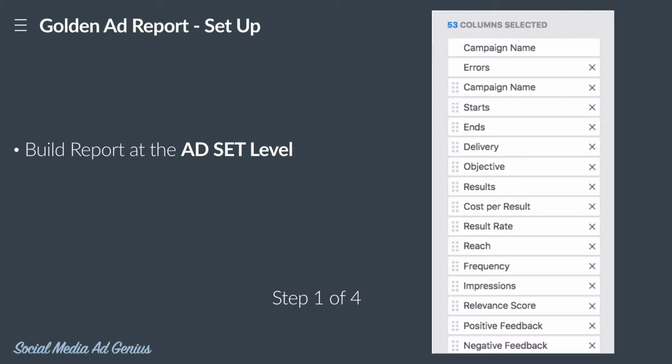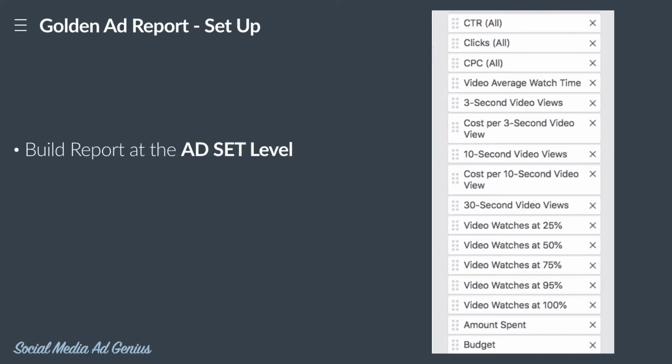But I definitely want to know reach. How many people saw my ad? Actual people. Frequency, how often did they see my ad? Impressions. If they saw my ad twice, that means I'd have a reach of 1, but impressions would be 2 with a frequency of 2, right? So also relevance score. I want to see relevance score and positive and negative feedback. You're only going to be able to see at the ad level. Now what's going to happen is this is step 2 of 4.